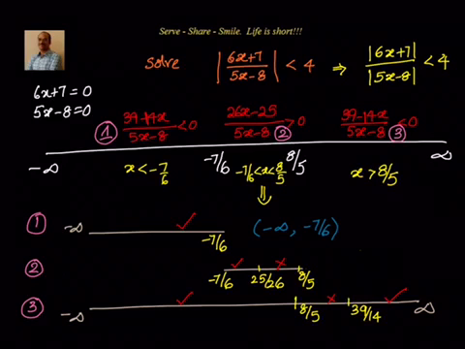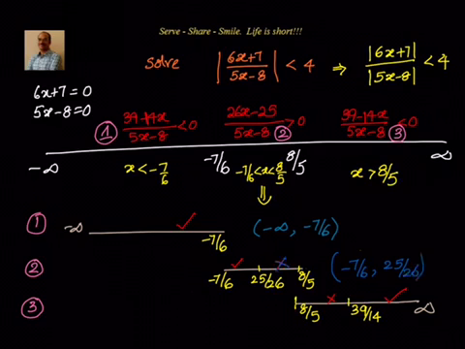Let's go to the third one now. The third one is greater than 8 by 5, so I need it only from 8 by 5 to infinity. In this case I have starting from 39 by 14. So let me write down one by one. For the second one, what is the solution here? The solution is minus 7 by 6 to 25 by 26, because this you don't want.